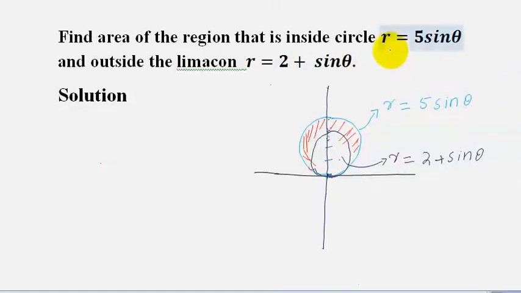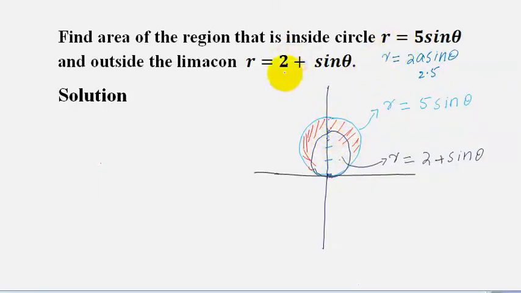The first curve is r equal to 5 sin theta. If we compare with the equation of a circle with center on the y-axis, that is r equal to 2a sin theta, here we get a equal to 5 by 2. So the radius of this circle is 5 by 2, which means 2.5, with center on the positive y-axis.